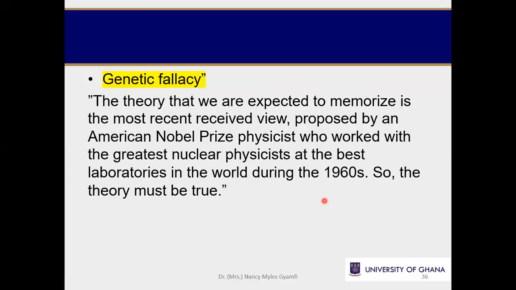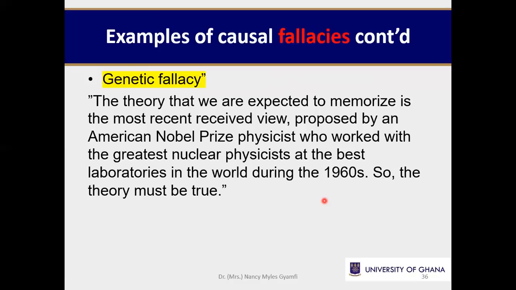And the genetic fallacy: the theory that we are expected to memorize is the most recent received view proposed by an American Nobel Prize physicist who worked with the greatest nuclear physicists at the best laboratories in the world during the 1960s. So what? See the conclusion: so the theory must be true. We like to show our sources, but they are not enough, not for the critical thinker.